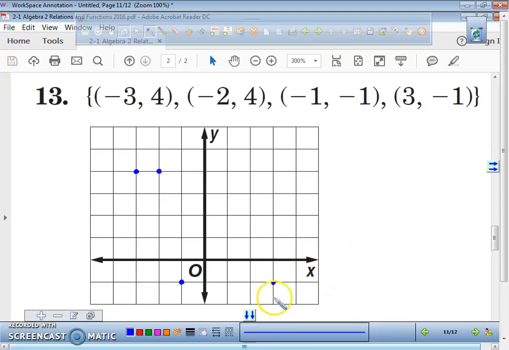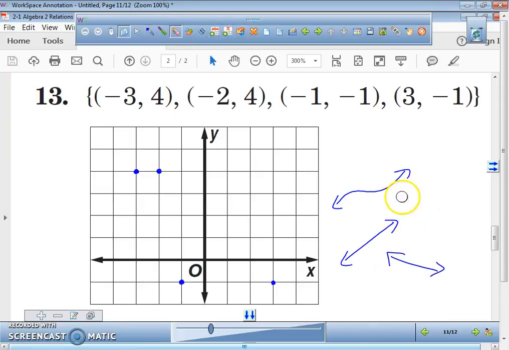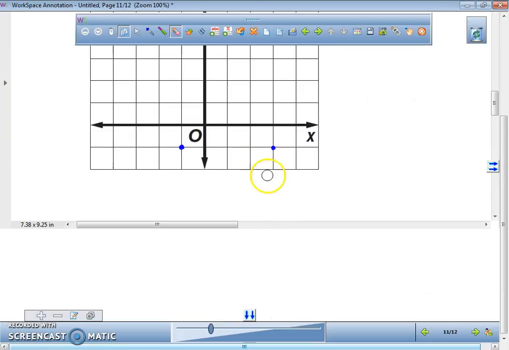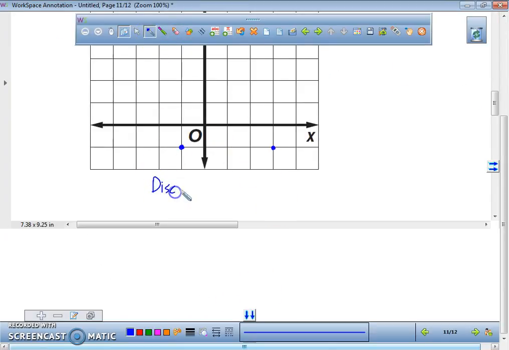And yesterday, we learned the difference between discrete and continuous. Something that's continuous, everybody, is something that kind of just goes on forever in both directions, like a continuous curve or a continuous line. It doesn't matter which direction, it has to be going forever. So this is definitely not continuous. So if it's not continuous, it's discrete.